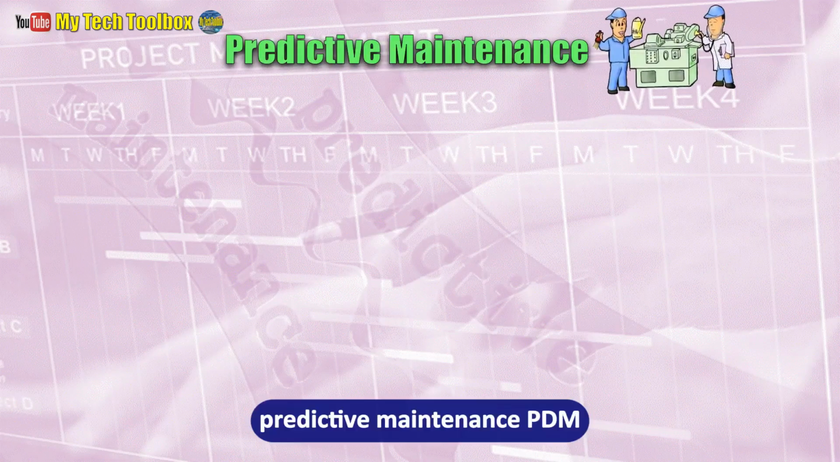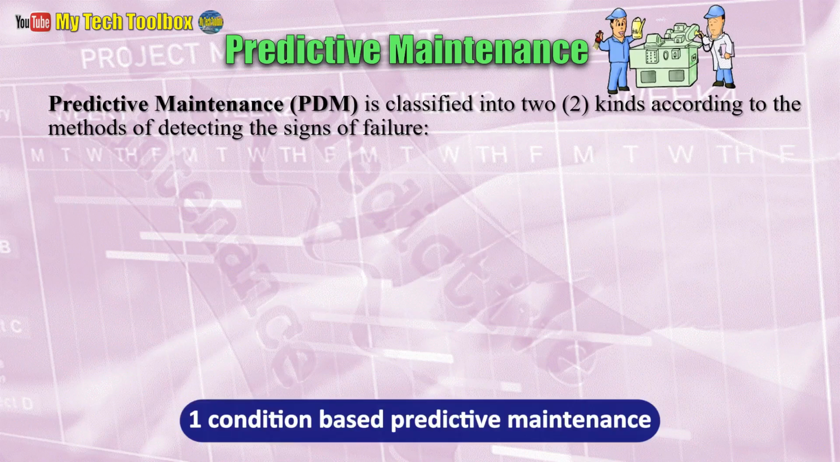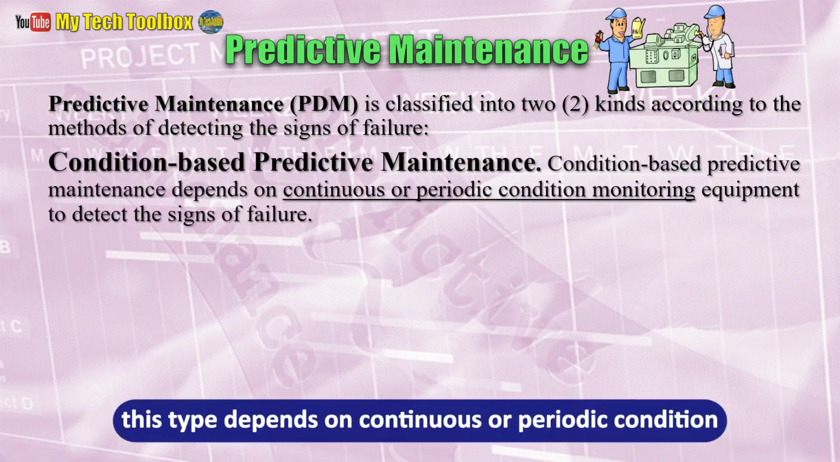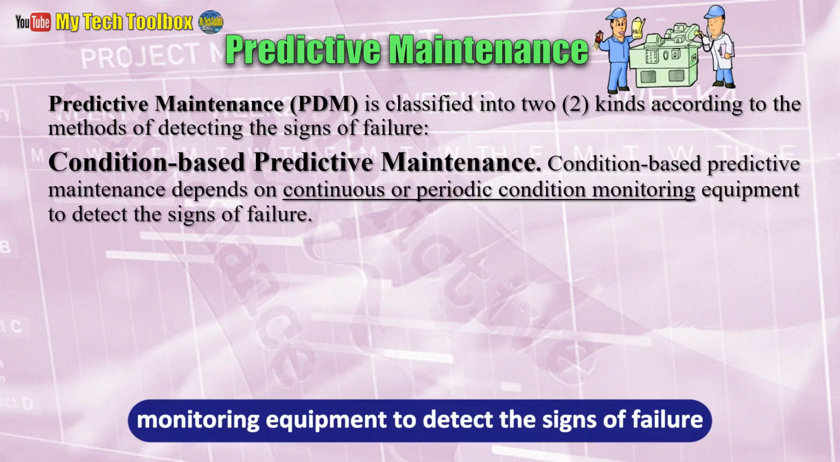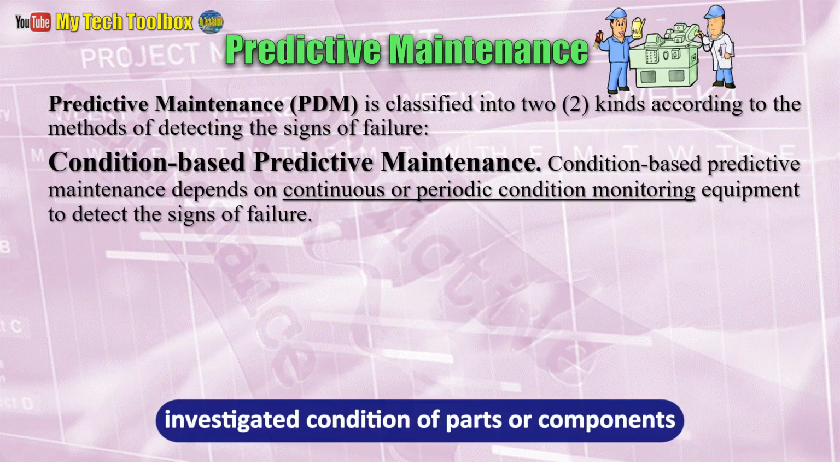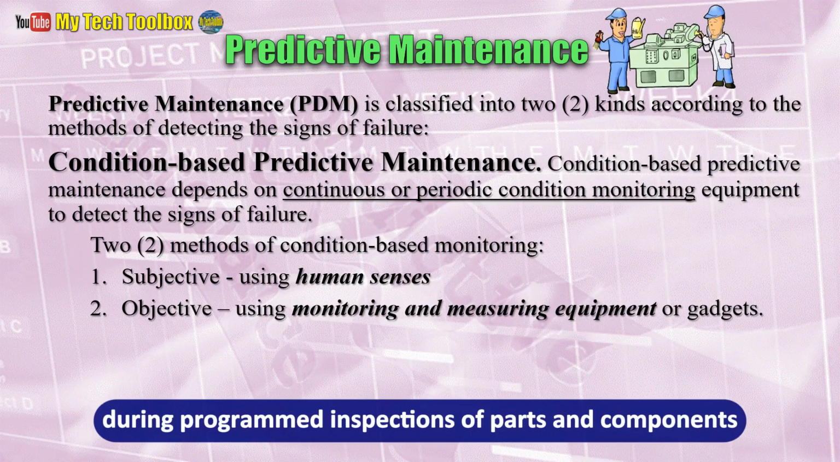Predictive maintenance, PDM, is classified into two kinds according to the methods of detecting the signs of failure. 1. Condition-based predictive maintenance. This type depends on continuous or periodic condition monitoring equipment to detect the signs of failure. Maintenance actions are taken as a result of the investigated condition of parts or components. The condition is measured or evaluated during programmed inspections of parts and components.